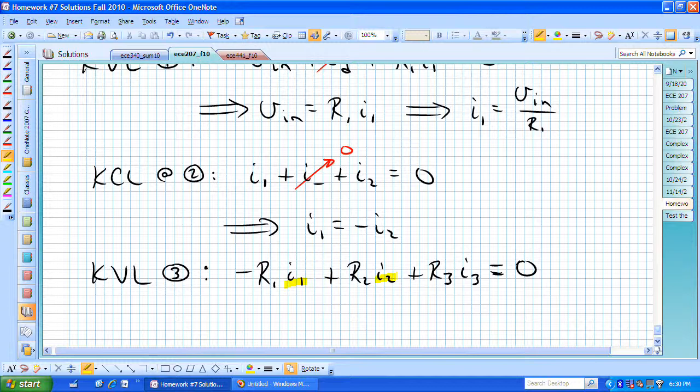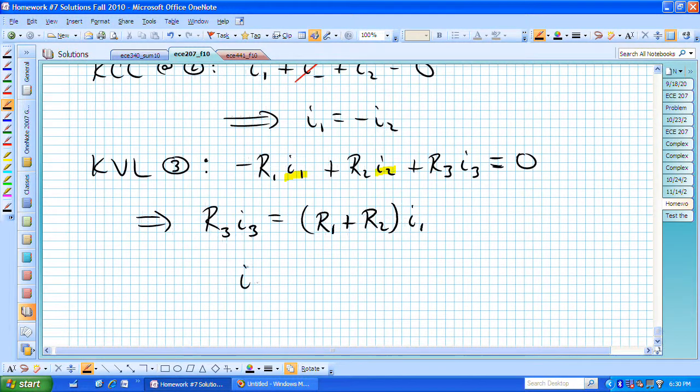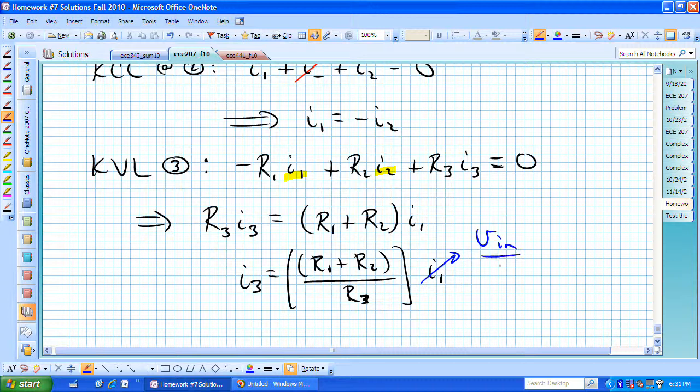We can solve for that, and we also know that I1 is just the negative of I sub 2, so that R sub 3 I sub 3, taking the I1 terms on the other side and replacing I2 with minus I1, we end up with R1 plus R sub 2 times I sub 1. And solving that for I sub 3, we have R1 plus R sub 2 over R sub 3, all times I sub 1. And from above we know what I sub 1 is. I sub 1 was just this Vn over R1. Now we know what I sub 3 is in terms of Vn.